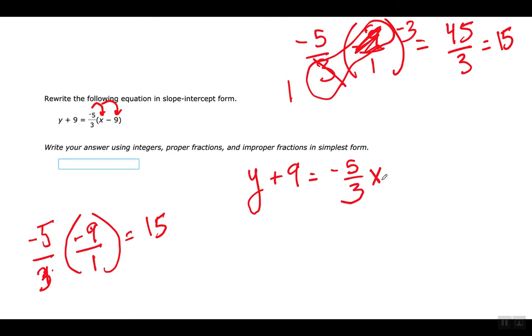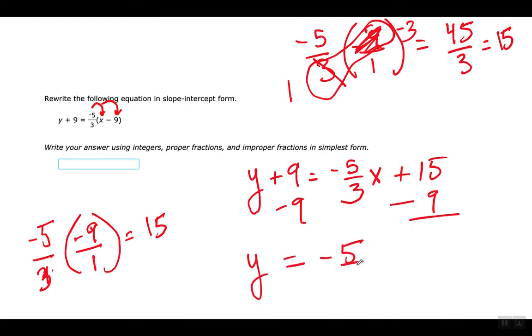Okay, so I got plus 15 here. Okay, now I'm going to move the plus 9 to the right and subtract it. So my answer is going to be y equals negative 5 over 3x plus 6.